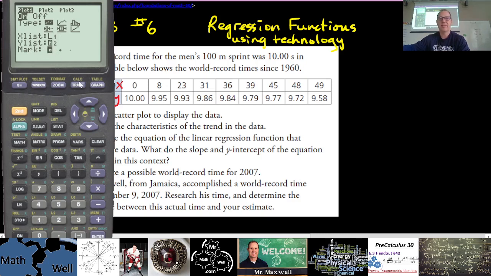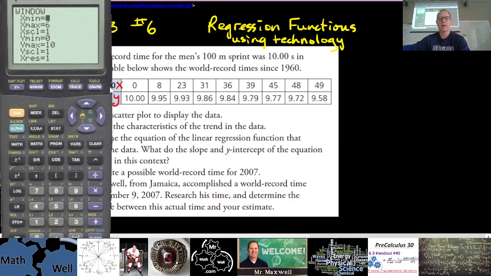The other thing is the window. We might want to adjust our window just because we don't know what's been happening before in this calculator. X is 0 to 49. If you want, go to -1 so you can clearly see the 0, and then for the X max, go to 51 or 52 just so you can see there. And down to the Y minimum. It looks like the minimum is below 9.58, so let's go maybe 9. And the maximum, let's go 10.5, just above the maximum value we see there.